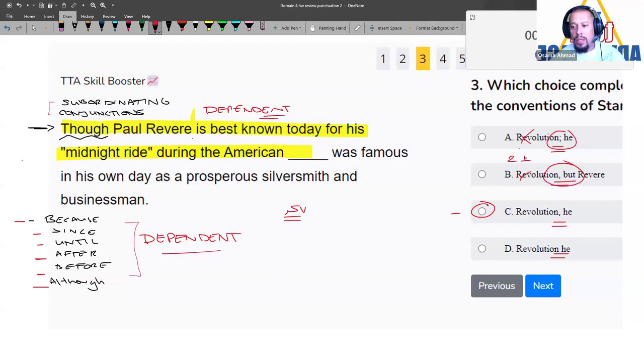We need two complete ideas. We need two independent ideas. D is incorrect because it is called a run-on sentence, okay? So we got number 3 incorrect. Let's try question number 4.